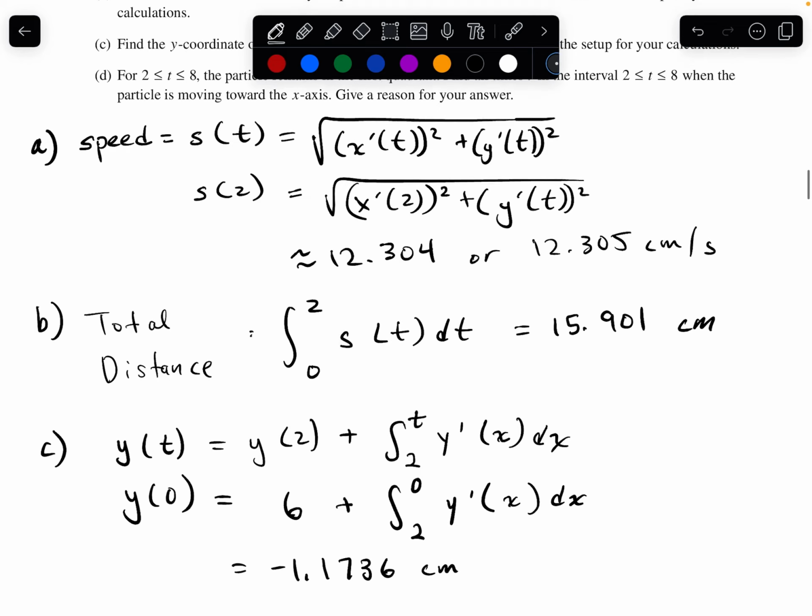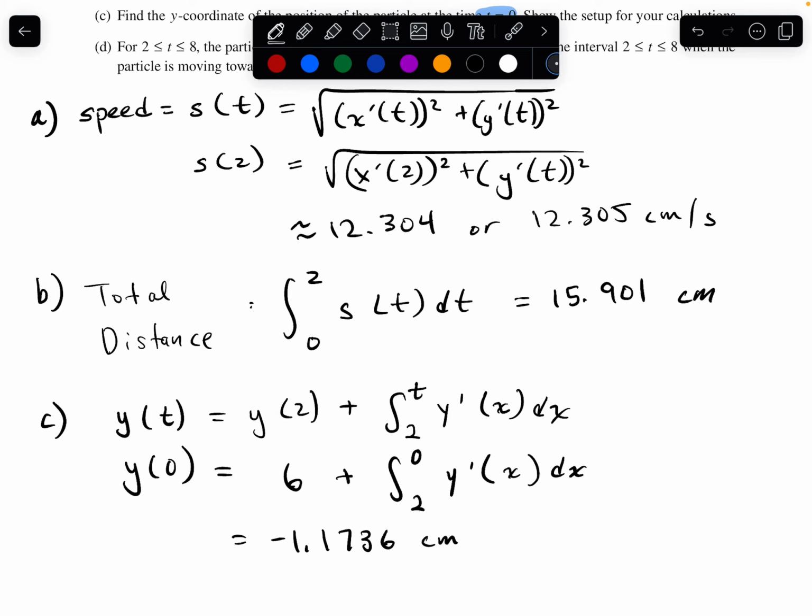Now let's look at part D. Part D is saying, from 2 to 8 seconds, I believe, yeah, we're in seconds, that the particle remains in the first quadrant. So it started out when t equals 0 below, in quadrant 4. From 2 to 8, it remains in the first quadrant. Find all the times in the interval when the particle is moving towards the x-axis.